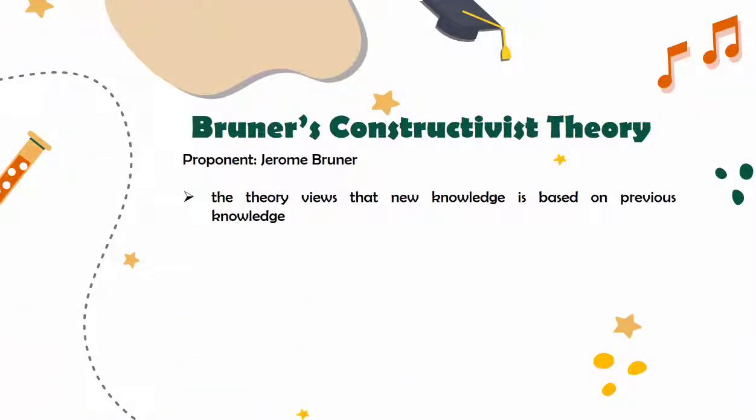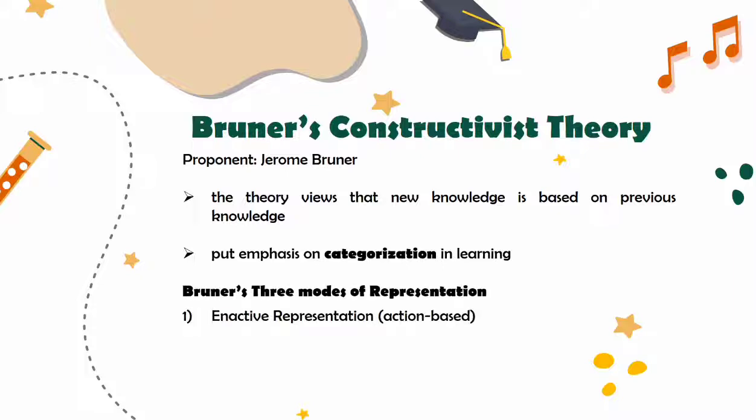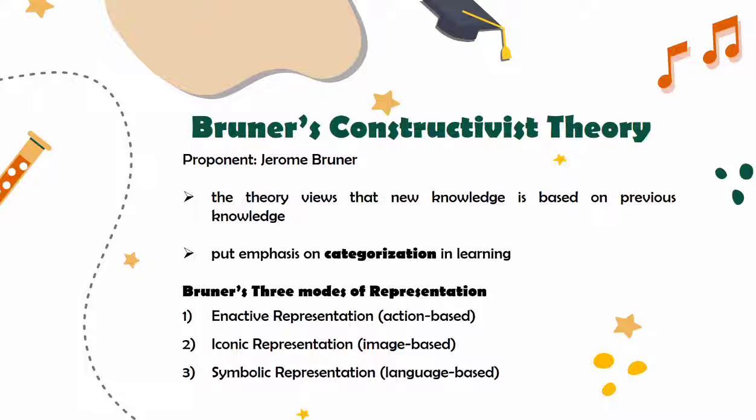So the proponent here is Jerome Bruner, and the theory, as you can see on your screen, views that new knowledge is based on previous knowledge or pre-existing knowledge. It also puts emphasis on categorization in learning. So Bruner has these three modes of representation. First is the enactive representation or action. It is action based. While second is iconic representation, and it is image based. Then third, symbolic representation, which is language based.